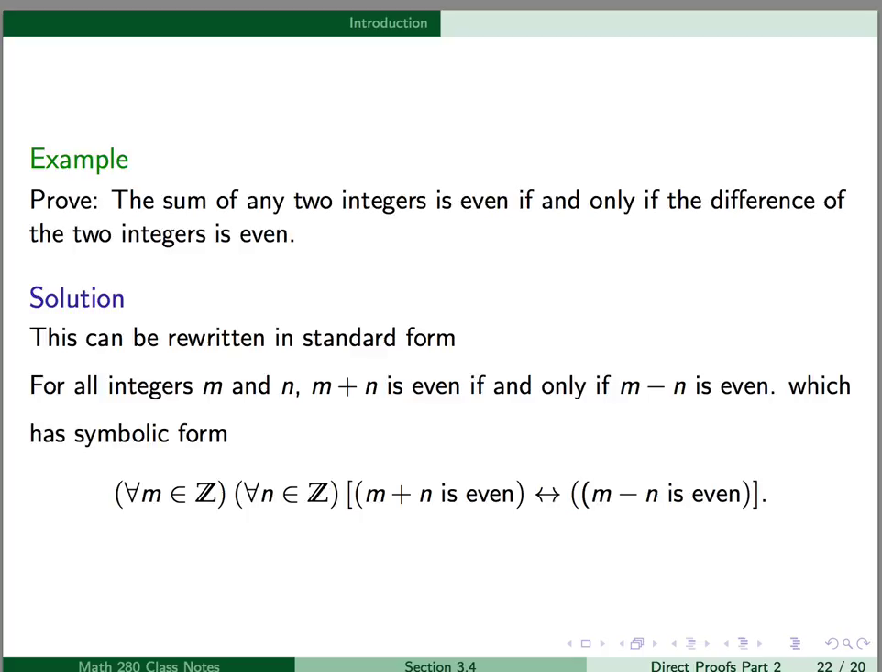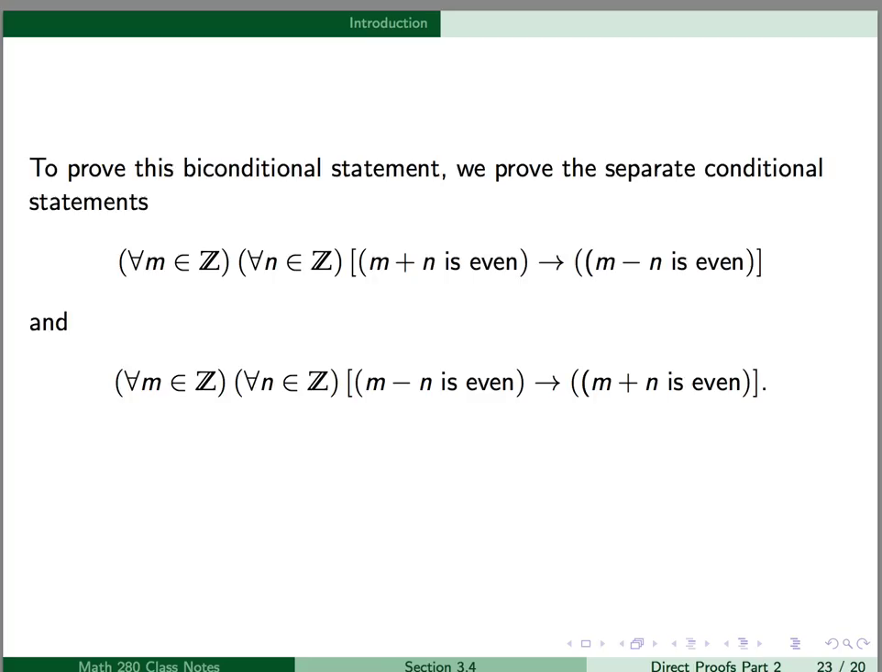And this has symbolic form: for all m in Z, for all n in Z, m plus n is even if and only if m minus n is even. To prove this biconditional statement, we then need to prove the two separate conditional statements: for all m and n in Z, m plus n is even implies m minus n is even, and for all m and n in Z, m minus n is even implies m plus n is even. I'm not going to prove these in the notes here, and this is actually going to be similar to one of the homework problems. The point is, to prove the biconditional statement, you'll need to prove these two separate conditional statements.